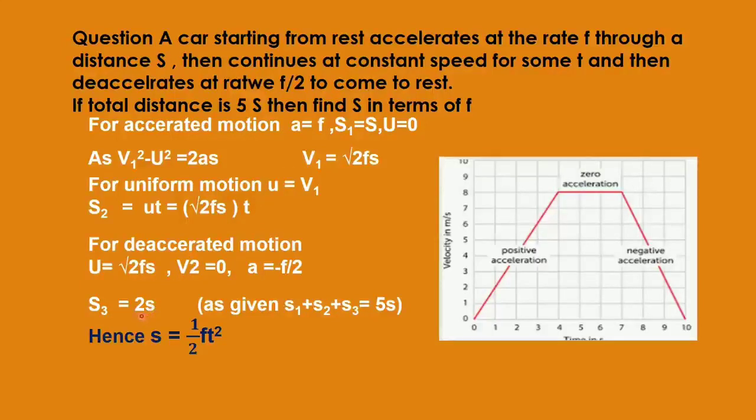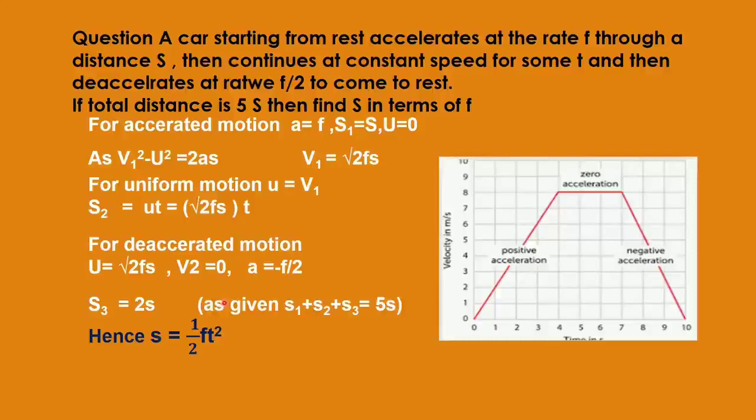You can work it out yourself, and this is given to you in the question. It is equal to 5s. Then s1 is s and s3 is 2s. So it means s2 will be equal to s plus 2s, 3s. So s2 will be equal to 5s minus 3s, which is equal to 2s. And you will be getting s equals 1 by 2 ft square on working out.